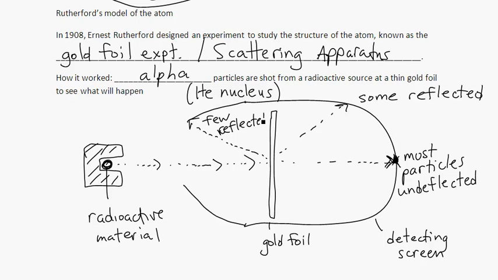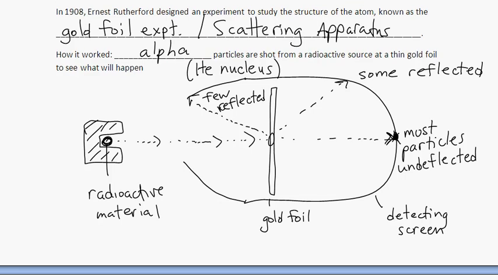Okay, so who cares? What does this tell us? Well, the fact that most of the alpha particles could go through the gold foil tells us that there was space in the gold foil for those alpha particles to go through. And based on the proportion that went through and those that got reflected, they could figure out approximately how much of the gold foil was empty space. In the next video, we'll talk a little bit more about what we learned from this experiment.